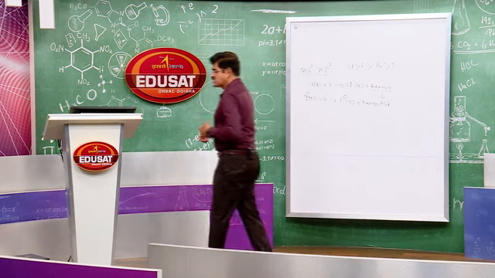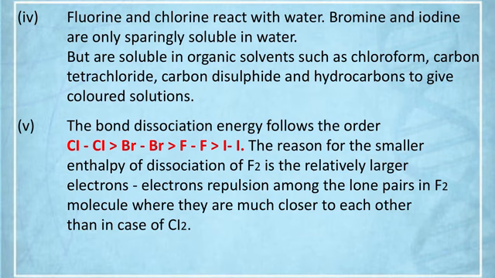Next physical property we are moving to: bond dissociation energy. One more important point you have to remember, this question has been asked many times: arrange the halogens in decreasing order of bond energy. Very important question from the point of view of CHSE 2021. What is the decreasing order of bond dissociation energy? Cl2 has the highest bond energy, followed by bromine, followed by fluorine, and followed by iodine.